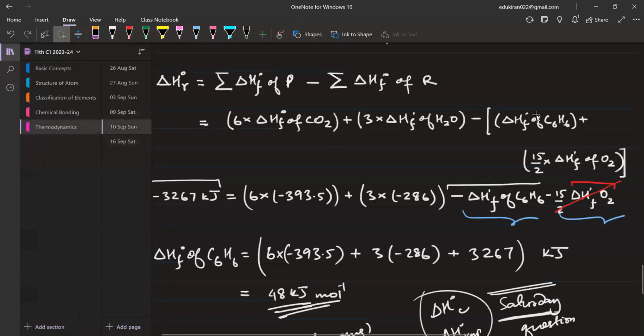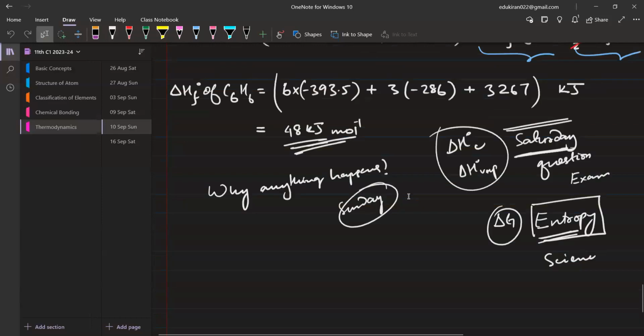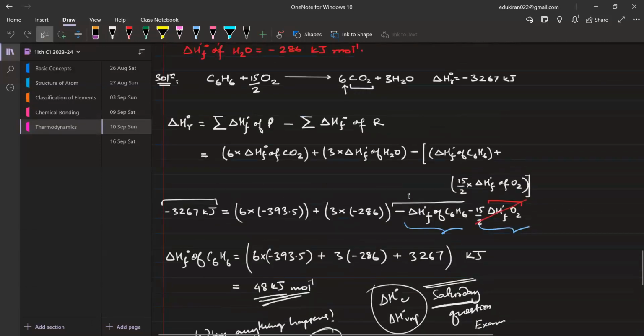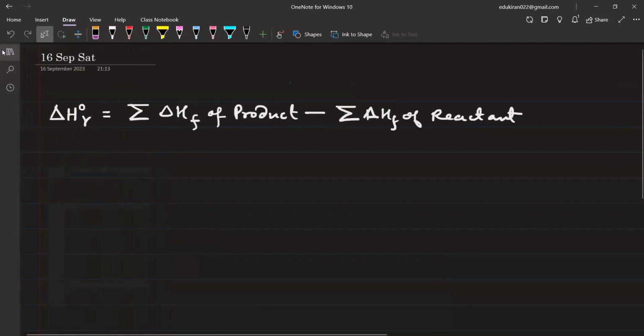Okay. So we did one question. Let me see what question was that. Combustion of 1 mole of benzene gives. Fine. We have done this question. Let us do one more question related to this, and then we are going to do some other things. Okay. Please write the question.